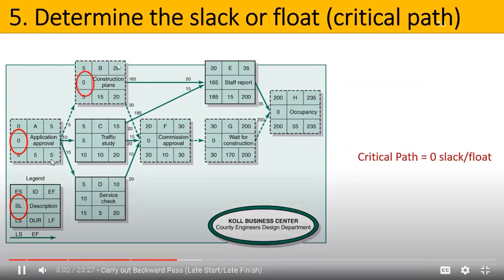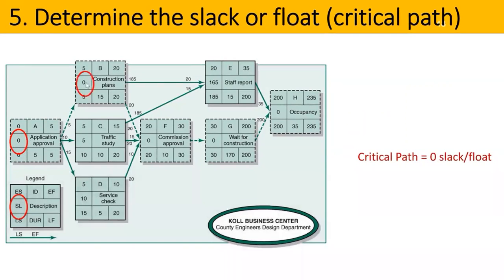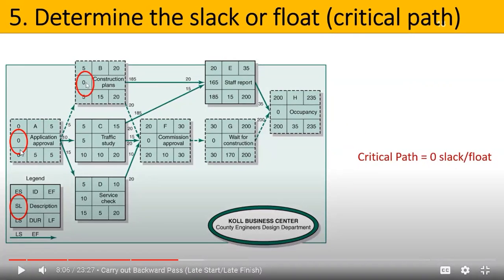Let's investigate further. So construction plans also has 0. How do you get these zeros? Anybody have any idea? You calculate the slack time. It is the late finish minus the early finish. 5 minus 5 is 0. 20 minus 20 is 0. 20 minus 15 is 5. 20 minus 10 is 10. 30 minus 30 is 0. 200 minus 35, 165. 200 minus 200 is 0. 35 minus 35 is 0.